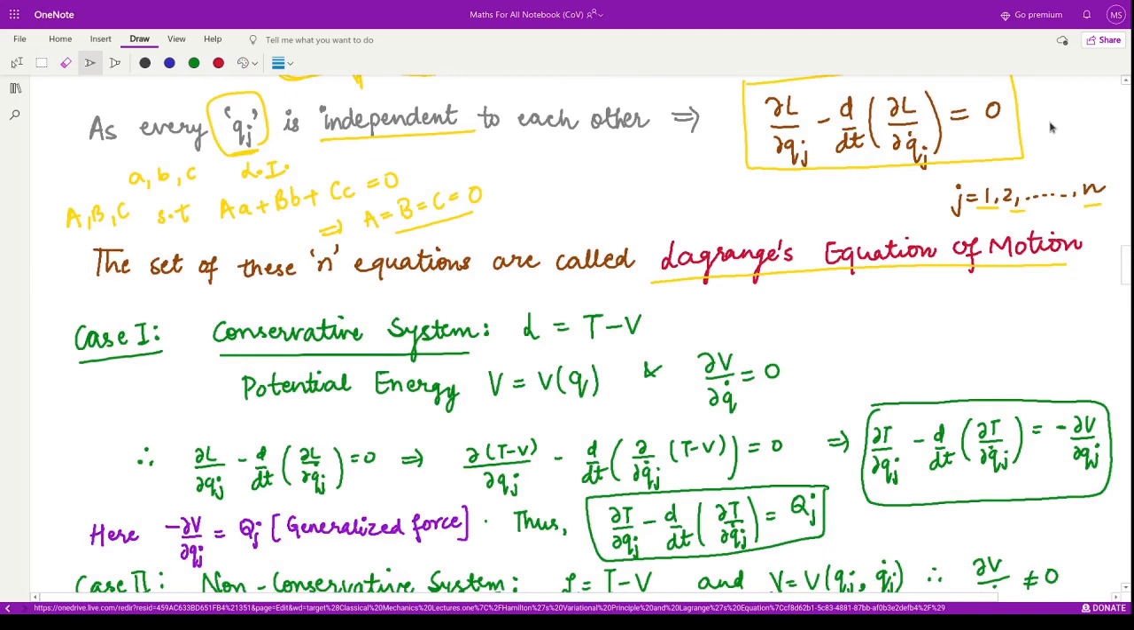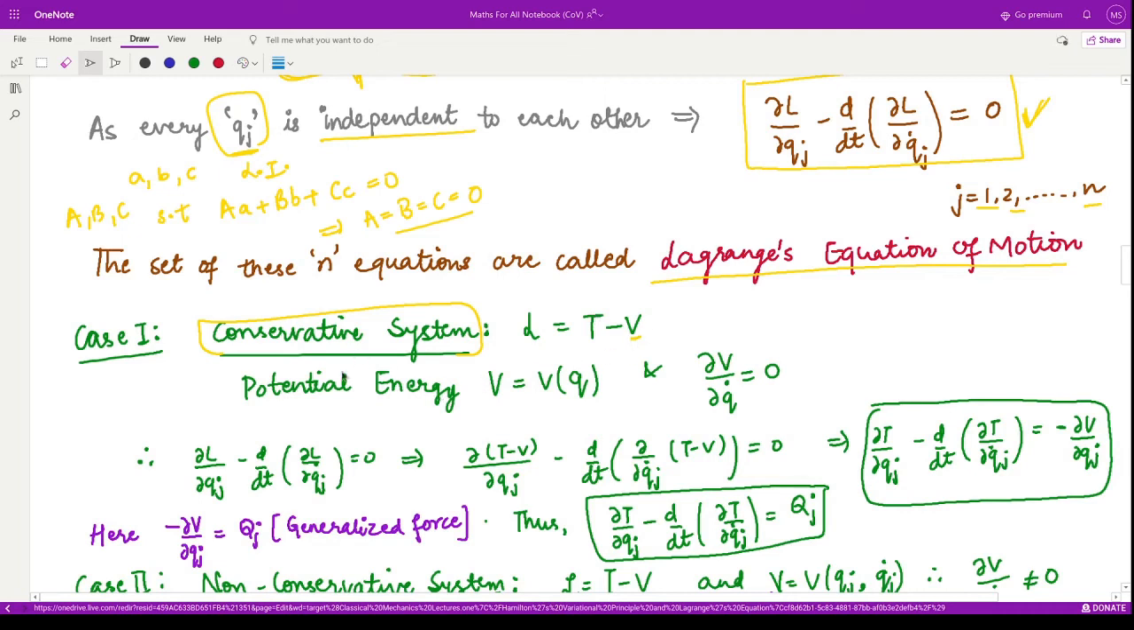Now let us discuss, one should remember these equations. And now let us discuss several cases. The first one is for conservative system. In conservative system, we have L is equal to T minus V, where T is the kinetic energy and V is the potential energy everywhere.